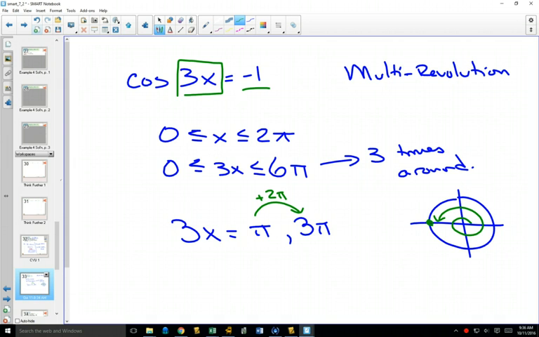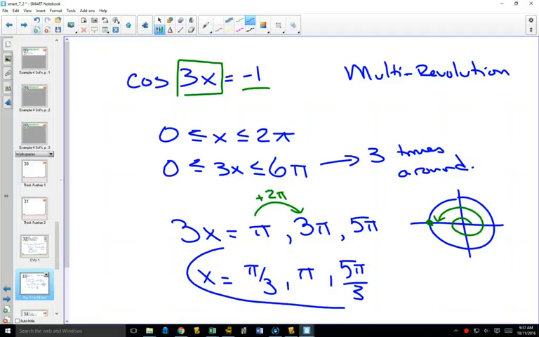The third time around the circle, you would get 5 pi. So now dividing by 3, 3 pi divided by 3 will just be pi. Dividing by 3 solves for x.